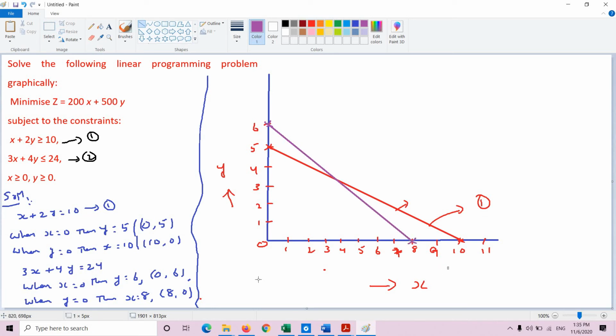Right. Now, these 2 lines are intersecting. This line is equation number 2. For this, the inequality symbol given is less than or equal to. That means the region goes below the line. For the first line, you take the region above it. For this line, you take the region below it.